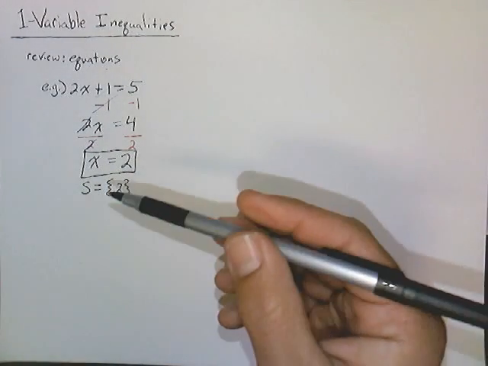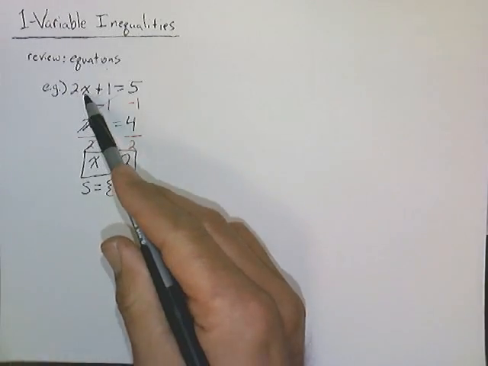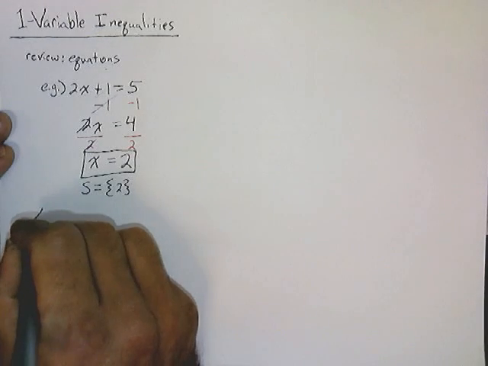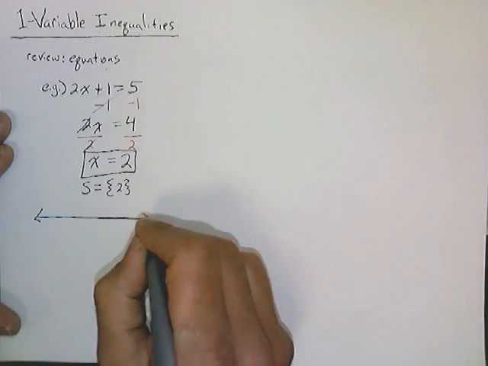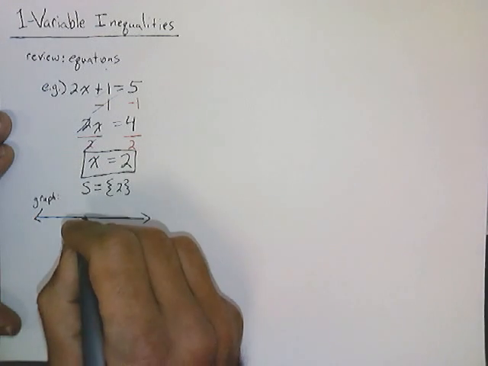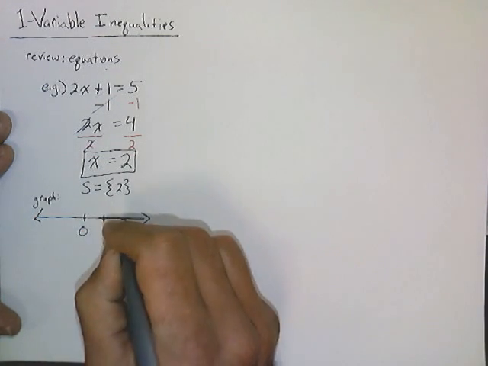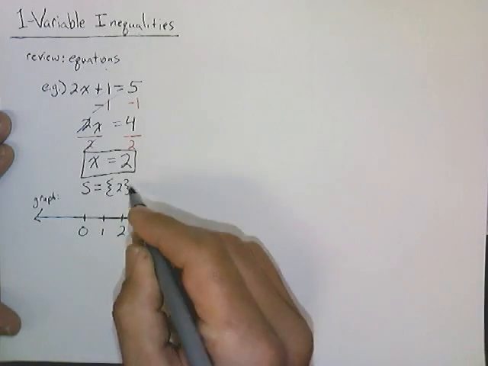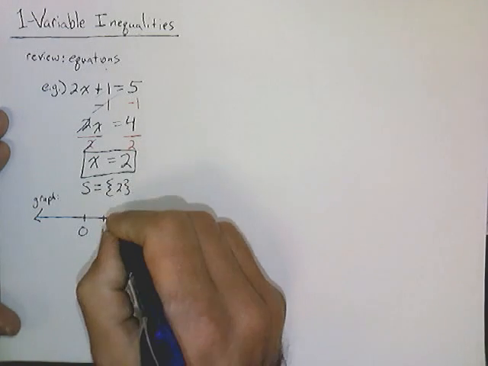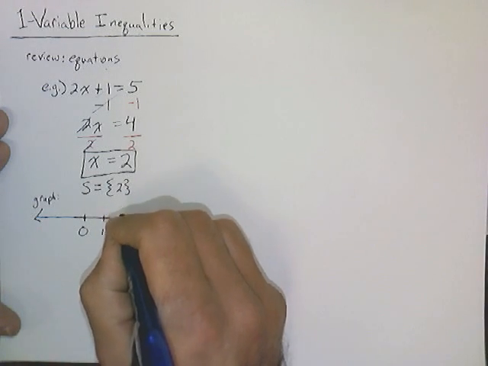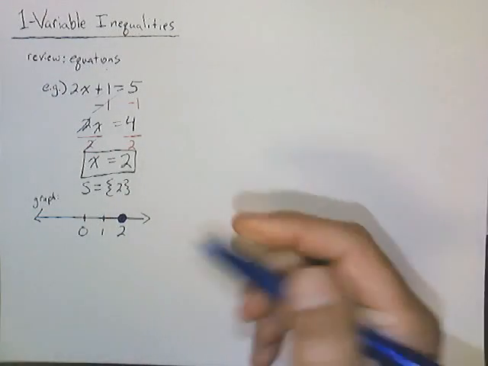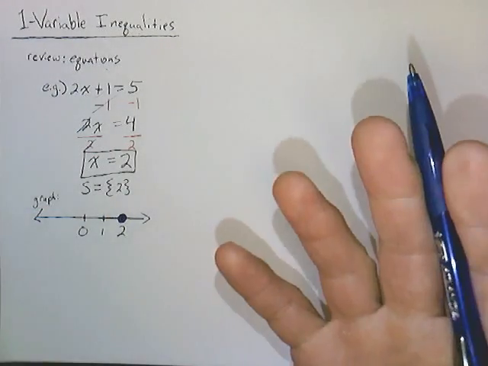And what we really could do if we wanted to, since we're in a one variable equation, we're on a one-dimensional space. So we're really just on the number line. We could graph the solution set here. Let's see here. Here's 0, here's 1, here's 2. So we're saying the solution set consists of just that point 2. So we just put a nice big dot on 2, and there's the solution set. Just that point. There we go.